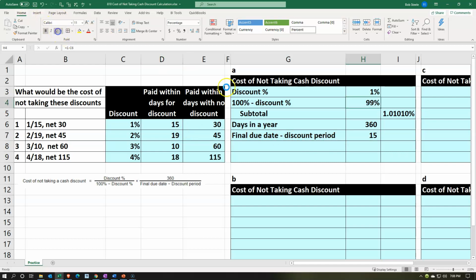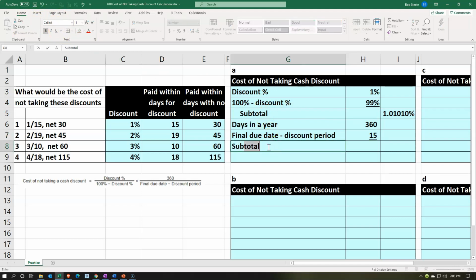Home tab font group underline. I'm going to put an underline here. Home tab font group underline. I'm going to call this a subtotal. We'll just say subtotal. And this is going to be equal then to the 360 divided by the 15. And so there we have that. And then we can indent this. Home tab alignment, increase the indenting. This is going to be the cost of not taking the discount.